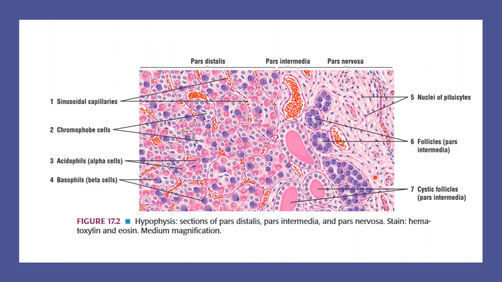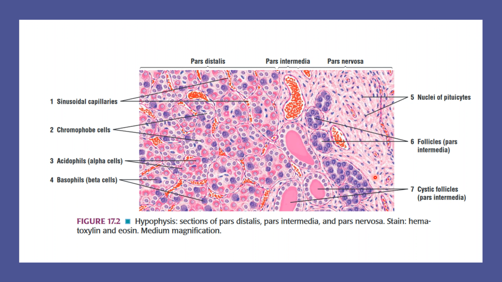The neurons are present in the hypothalamus, neurosecretory neurons. The axons of those neurons pass via the infundibulum, then reach the pars nervosa. That is what we call the hypothalamo-hypophyseal tract.